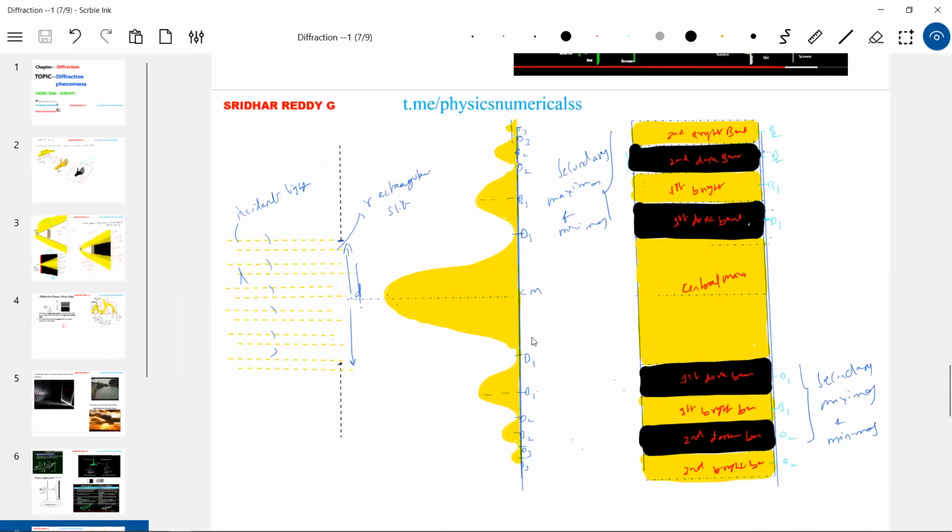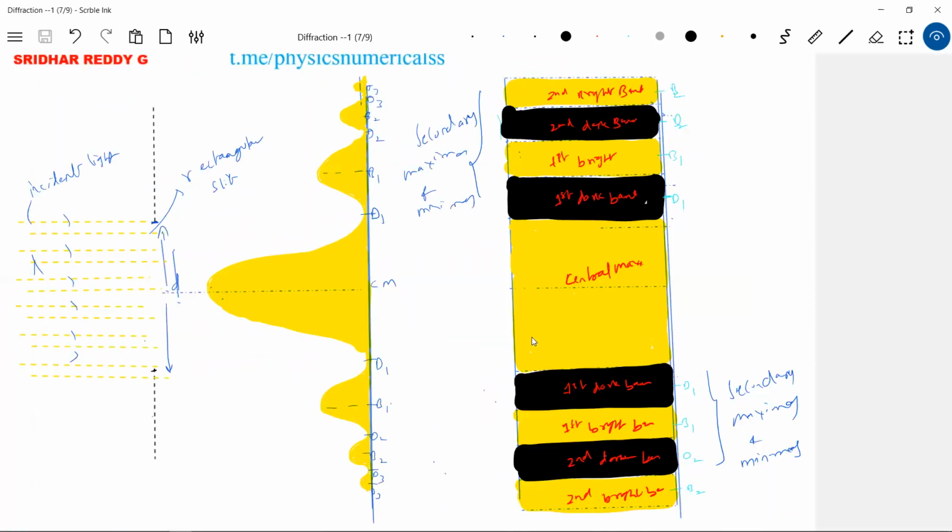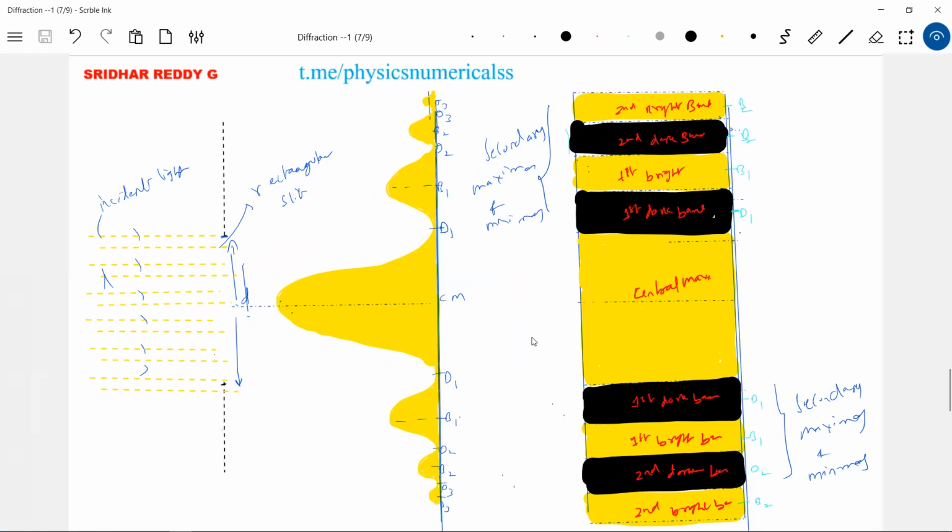So we'll start with this one. Let there be a slit, a rectangular slit. I'll illuminate it with a ray of light. Let lambda be the wavelength of the light and let d be the width of the slit. Okay, the light after diffraction.